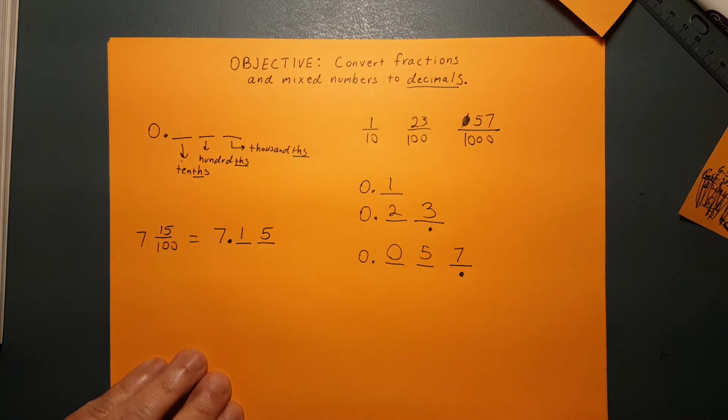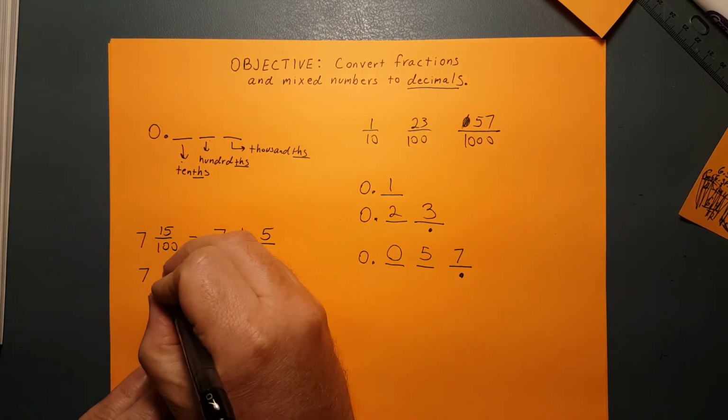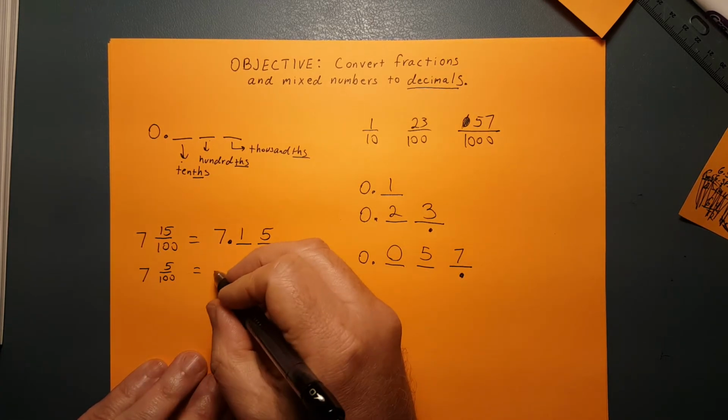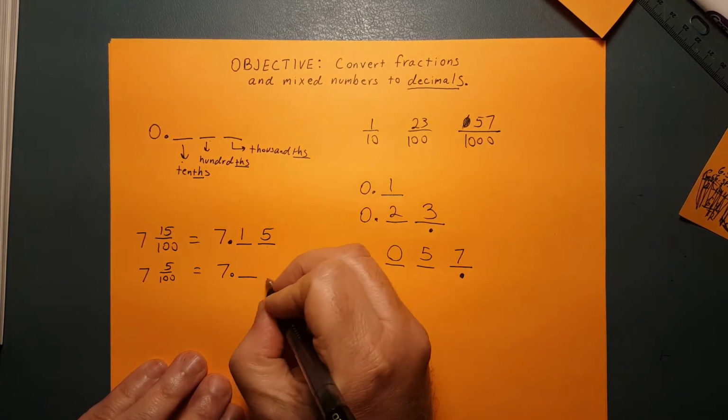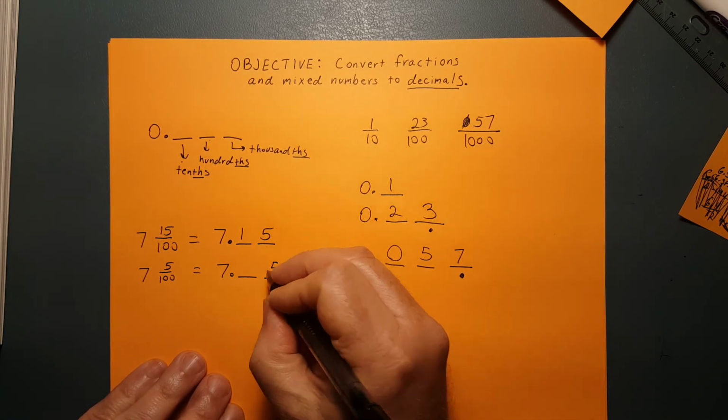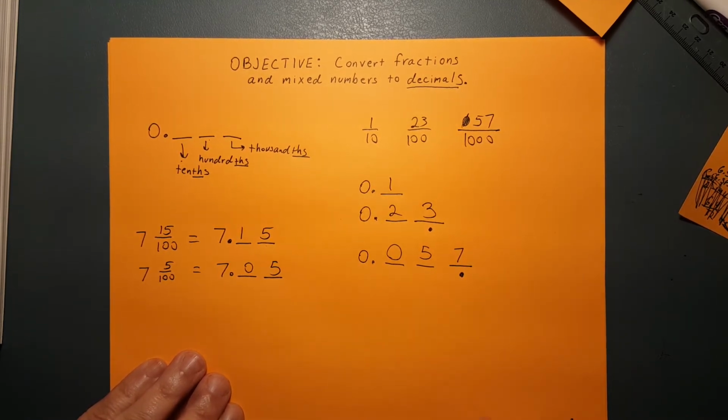Not so bad, right? What if it was just 7 and 5 hundredths? Again, the 7 and is easy. Now you need 5 of the hundredths, so the 5 has to be in the hundredths place. In this case, there just are no tenths.